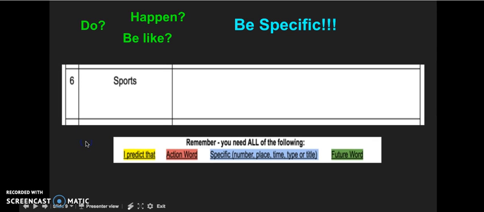Okay, students, number 6 is about sports. Okay, so think about your favorite sport. Think about maybe a sport that you play and what you are going to do with that sport. Think about your favorite sports team or your favorite sports player, soccer or basketball or football or baseball. There are so many sports to choose from. You can either write a prediction about something you are going to do with a sport that you like, or you can make a prediction about a professional sport that you watch or that you like to follow.